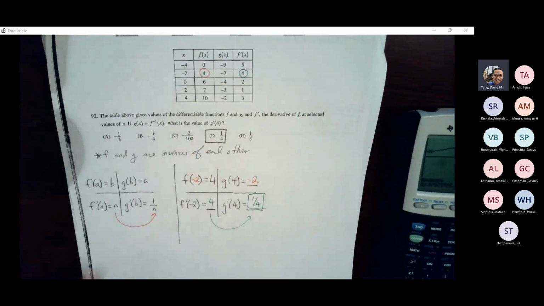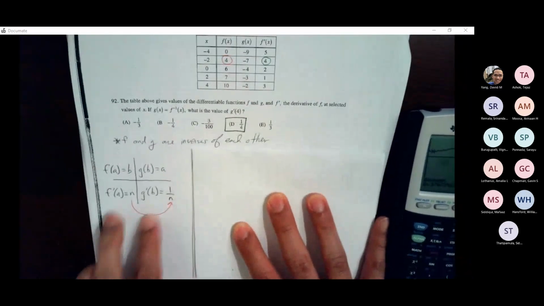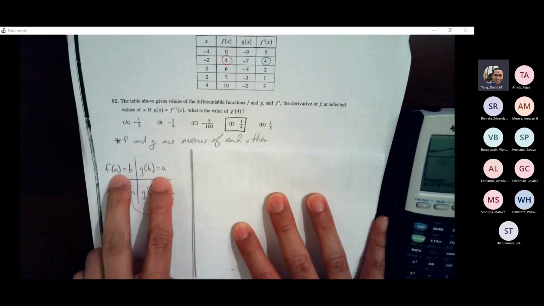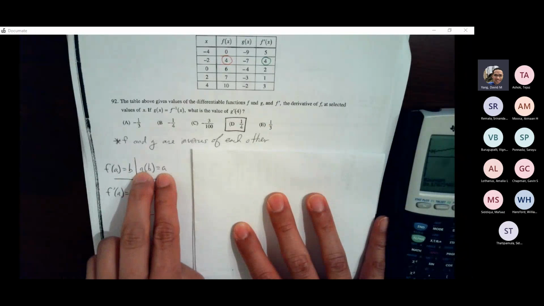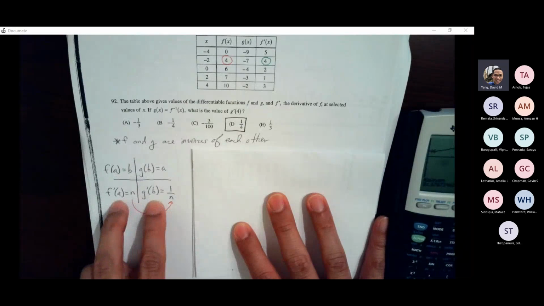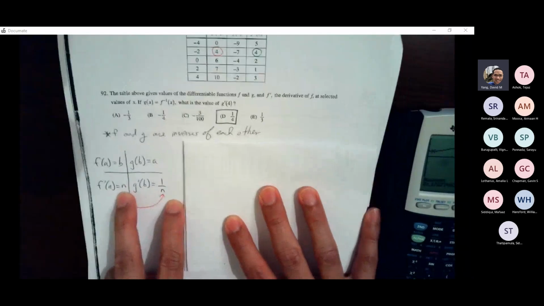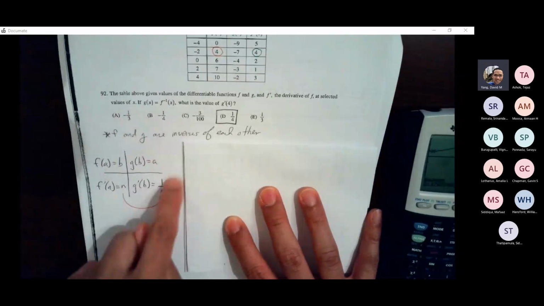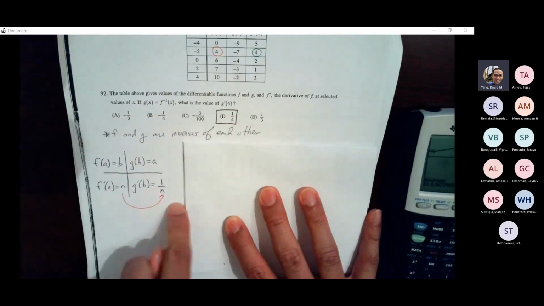So I like to start off building my relationship here. I know that f and g are always going to be inverses of each other. So if I have ordered pair (b, a) for a g function, then I must have ordered pair (a, b) for my f function. And then I know that f prime and g prime at their corresponding points will always have reciprocal slopes. Okay, so I'm going to make my way around this chart until I reach my destination.